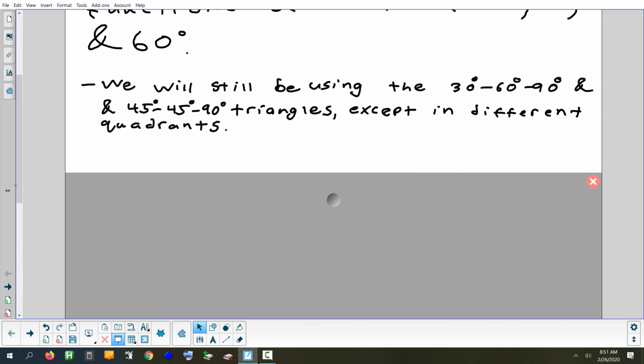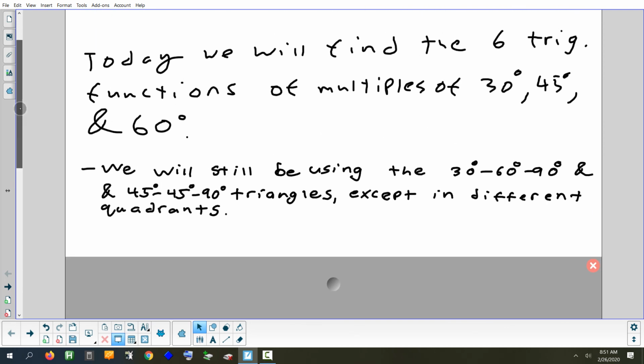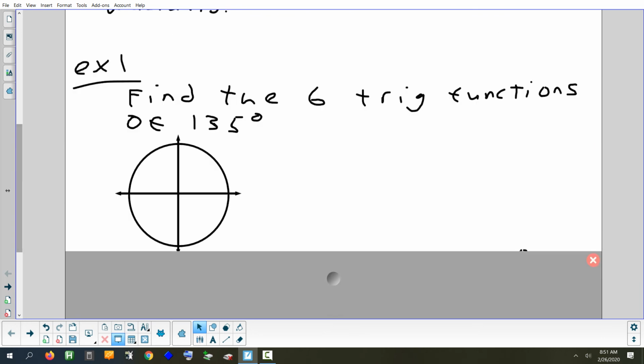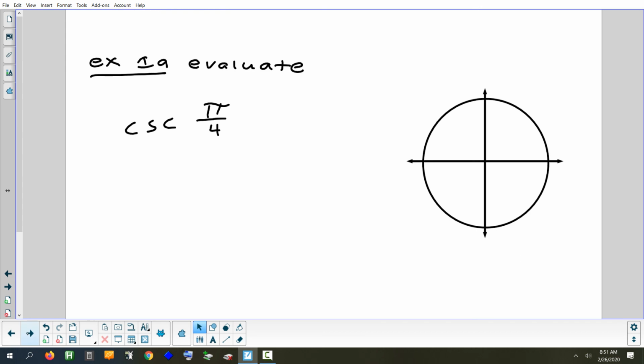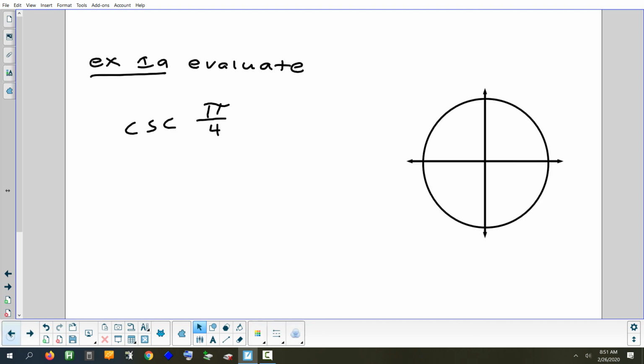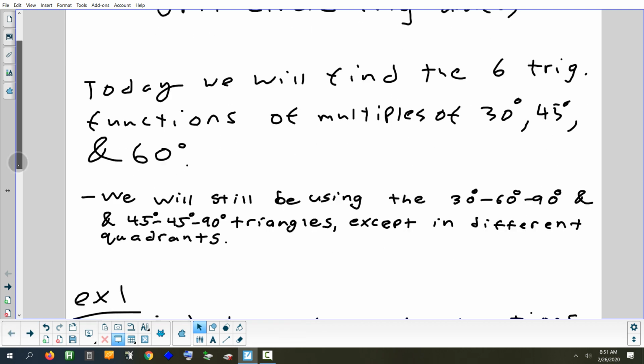As far as explaining stuff for this first part, there's really nothing to explain. We're using the same triangles from yesterday. So we'll just start off with an example. This is going to be the only example that I do all 6 of the trig functions for today. After this one, I'm going to pick 1 trig function per problem, like cosecant or sine, just 1 per problem, like the test.